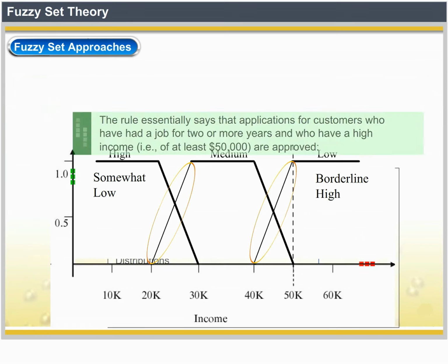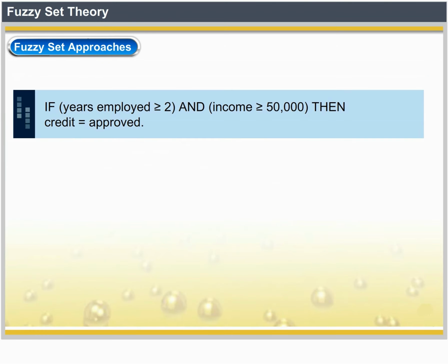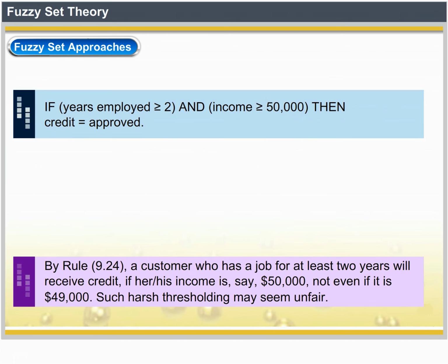If years employed is greater or equal to 2 and income is greater or equal to $50,000, then credit is approved. By this rule, a customer who has had a job for at least 2 years will receive a credit if her income is, say, $50,000, but not if it is $49,000. Such harsh thresholding may seem unfair.